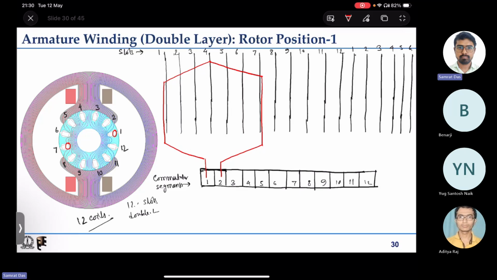Is it clear? It is from segment 1, going to the top position in slot number 1. It is coming back to the diametrically opposite slot number 7, but it is put in the bottom place in slot number 7, and it is coming back and getting connected to segment number 2.